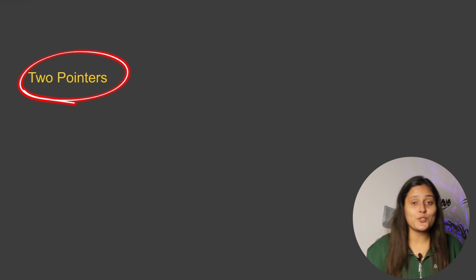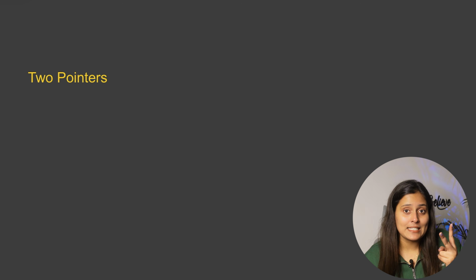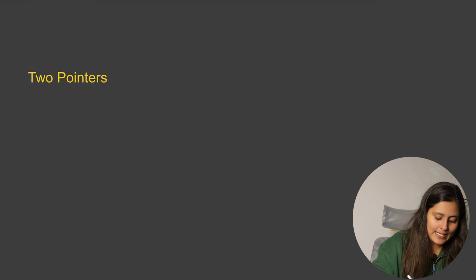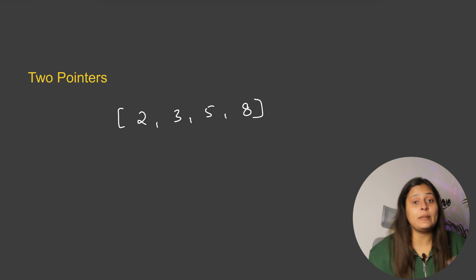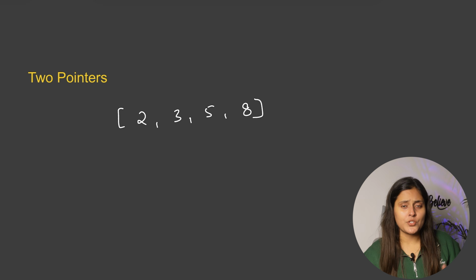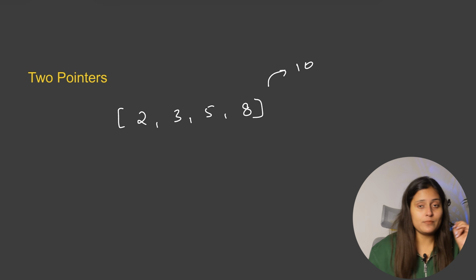So the first pattern is two pointers. Basically we will be using 2 pointers or indexes to compute the answer. But wait, what are these 2 pointers I am referring to? For this, let's take an example. You have 2, 3, 5 and 8 as elements in the array. And I ask you, can you give me 2 numbers whose sum is equal to 10?